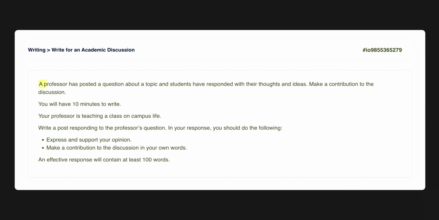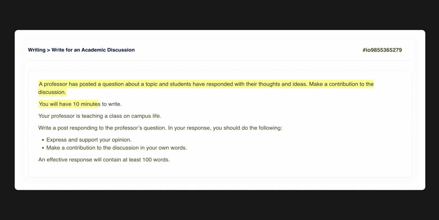A professor has posted a question about a topic, and students have responded with their thoughts and ideas. Make a contribution to the discussion. This instruction is the foundation of the task. It tells you that you are entering an ongoing conversation. You need to read what the professor and the other students have said, and then add your own unique perspective. Think of it as joining a seminar where you need to show you have understood the previous points while bringing something new to the table.